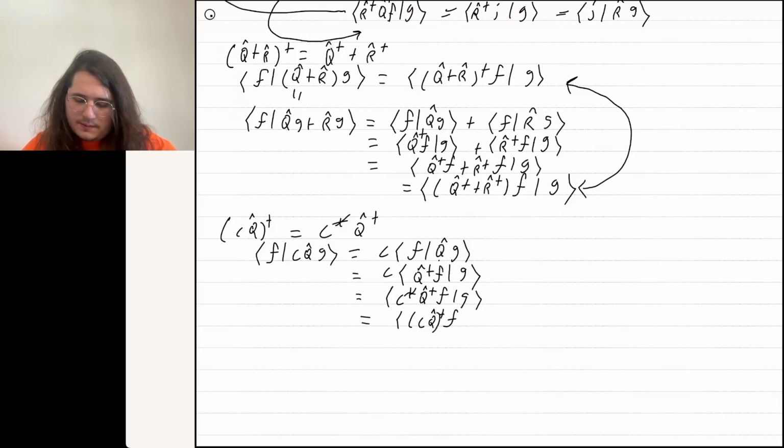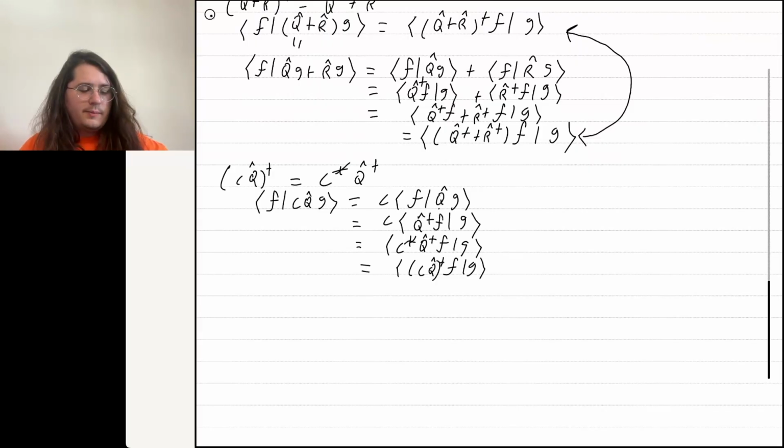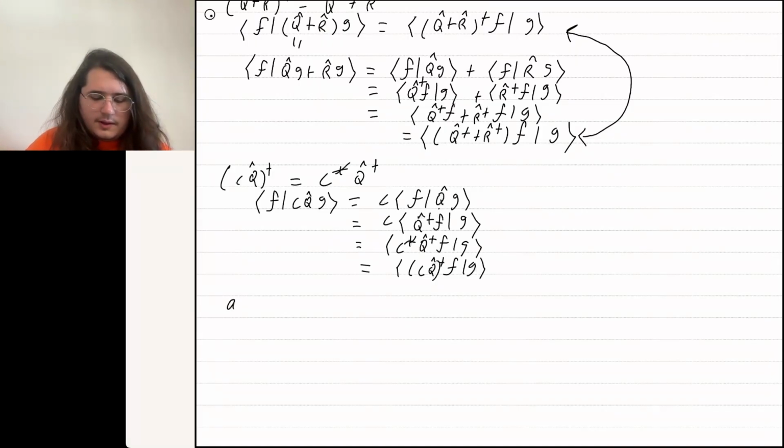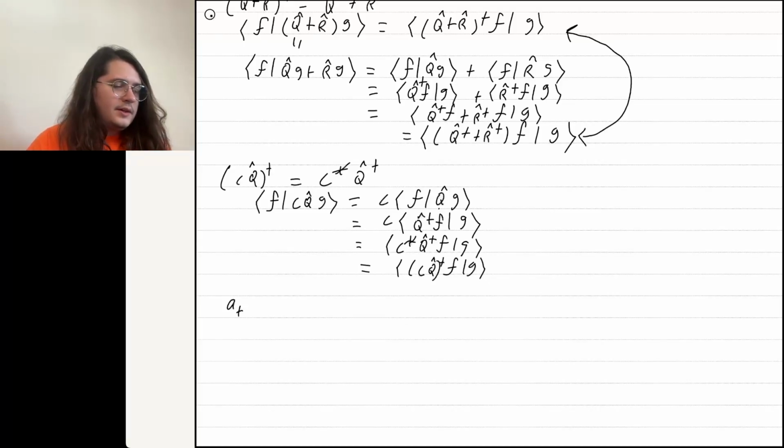Turns out, not too bad. Now we get to do the fun part of the problem, which is constructing the Hermitian conjugate of the raising operator from chapter 2. This is one of those harmonic oscillator things, and it has the form like this.